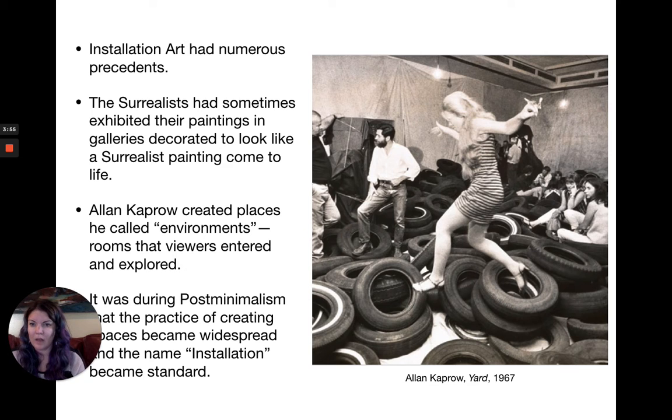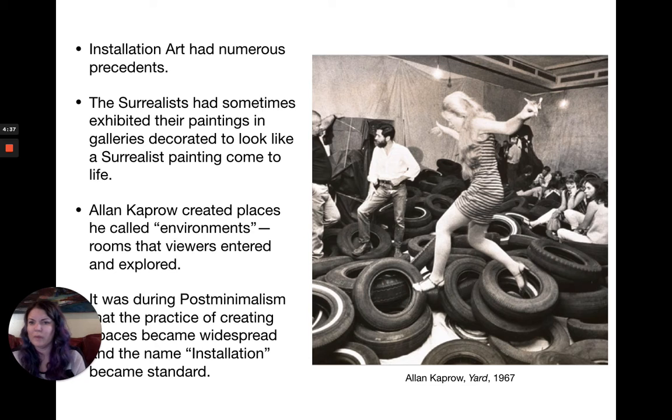Around those same parameters, Peggy Guggenheim, who was a famous art collector, had a gallery in New York that was set up and designed to be an experiential gallery where the gallery and furniture itself were part of the exhibit. So that was kind of installation art. Allan Kaprow created places he called environments, which were rooms that viewers entered and explored. This is an image of one of Kaprow's pieces called Yard, which he made in 1967, where you're supposed to go in and climb through all these tires. So that's kind of installation art, this idea of environments.